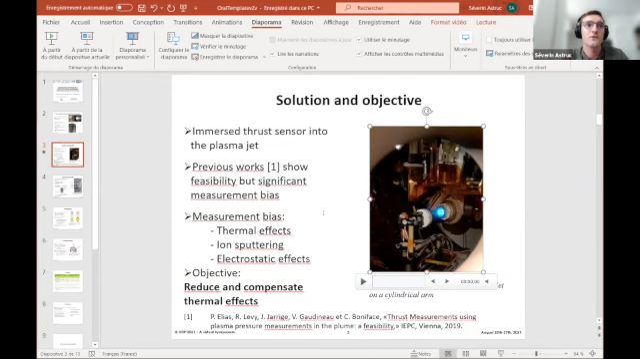So in this presentation, the main focus will be to reduce and compensate the thermal effects. There is global heating of the sensor, but also a temperature gradient in the sensor, which will change the measure.